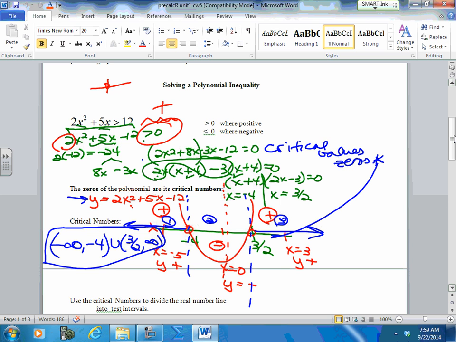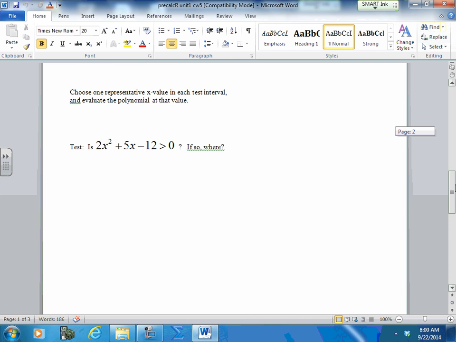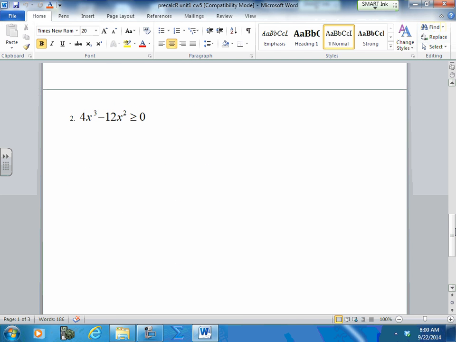Let's try another one. This one's a little tougher because it's a cubing function. So this one we might have to pull up the calculator and graph this. Is everything to one side, to the left side? Yeah. Good. So we're going to factor it. That 2 is just a number 2. We're going to factor it and find our critical values.